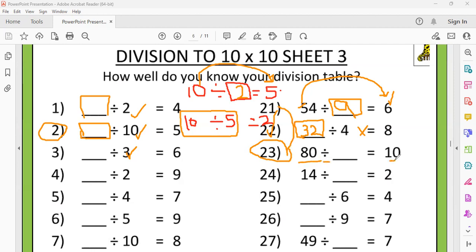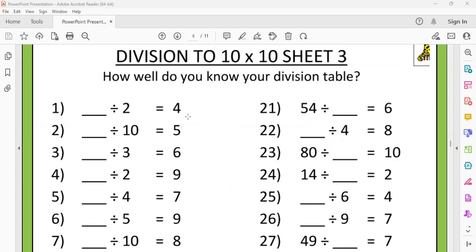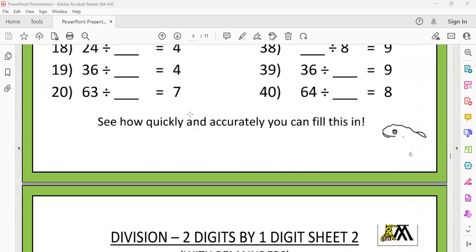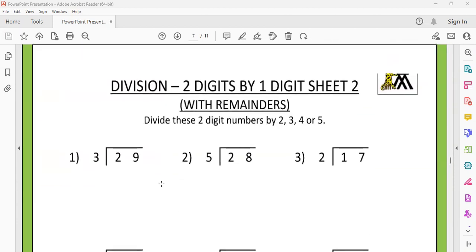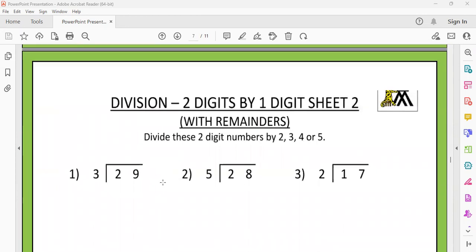So question 23, on the other hand, it's just like question 21. 80 divided by something is 10. So how do I find this something, this unknown? Take 80 divide by 10 and you're going to get 8. So this would be your quiz 8. In the word wall quizzes set, this is going to be quiz 8. Of course, you do it on your module as well. And after this is going to be page 6. This is division by 2 digit and 1 digit.